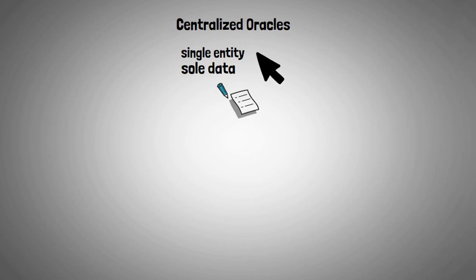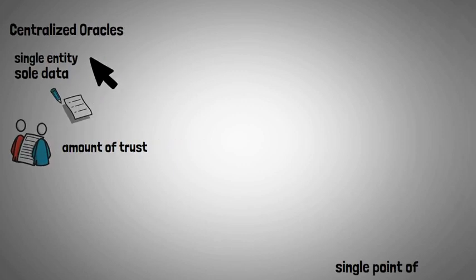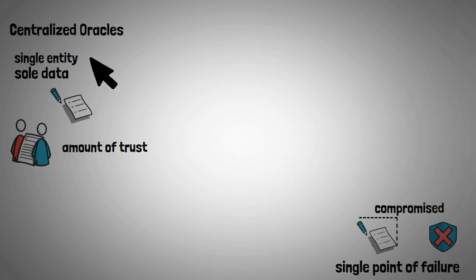Centralized oracles are controlled by a single entity and act as the sole data provider for a smart contract. They require contract participants to place a significant amount of trust in one entity. They also represent a single point of failure which can threaten the security of a smart contract. If an oracle is compromised, so is the smart contract.